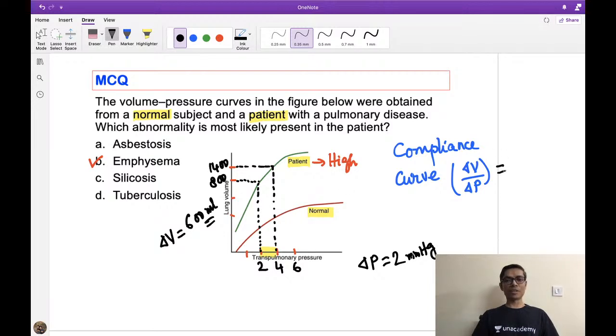So if I put into this formula, then this is nothing but 600 upon 2. So this is 300 ml per millimeter of mercury. This will be the compliance of this person who is suffering from emphysema, right? So please remember that this kind of curve can also be given for calculating the compliance. So very simple question.